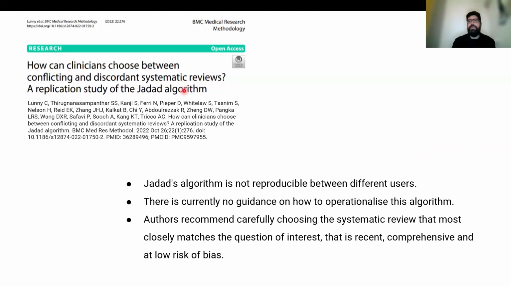This is a great paper from Carol Lani from your university. Currently, there is no guidance on how to operationalize this algorithm, and authors recommend carefully choosing the systematic review that most closely matches the question of interest, that is recent, comprehensive, and at low risk of bias. So this is the ideal scenario, but there is no way to actually make this in a practical sense. No current algorithm solves this problem.